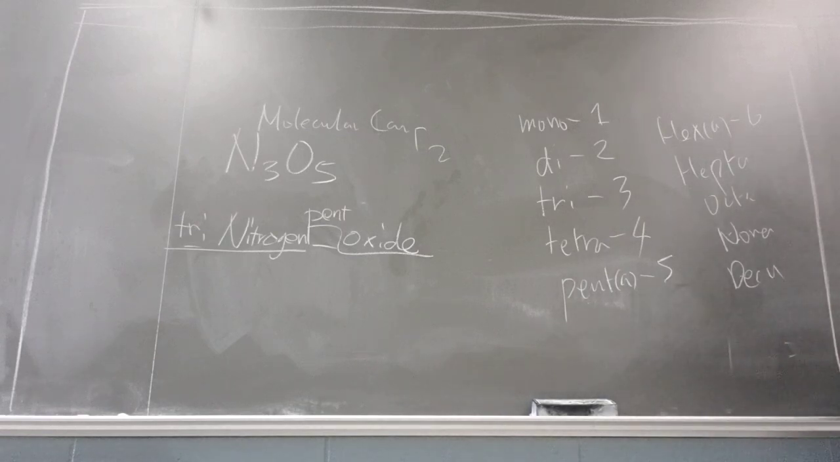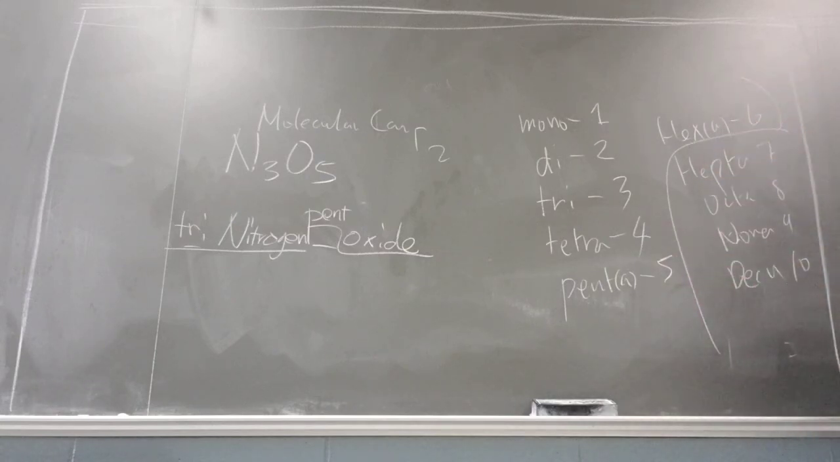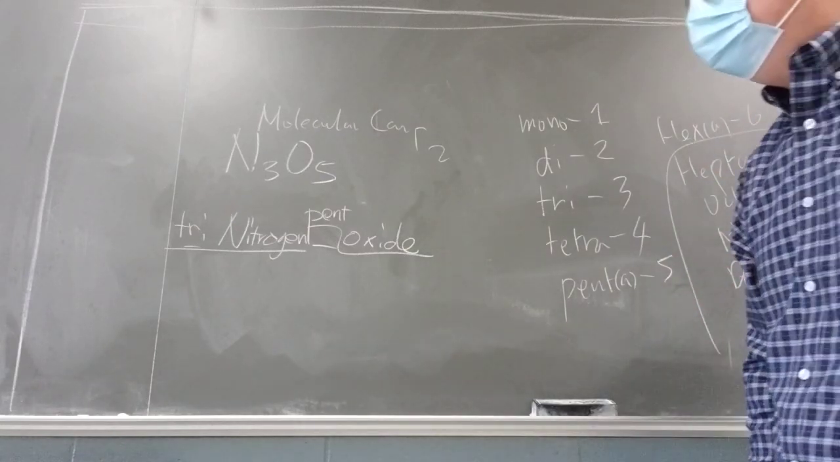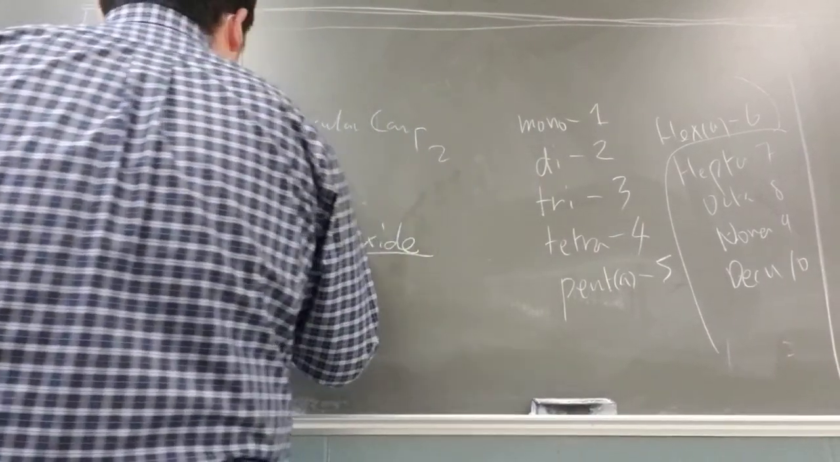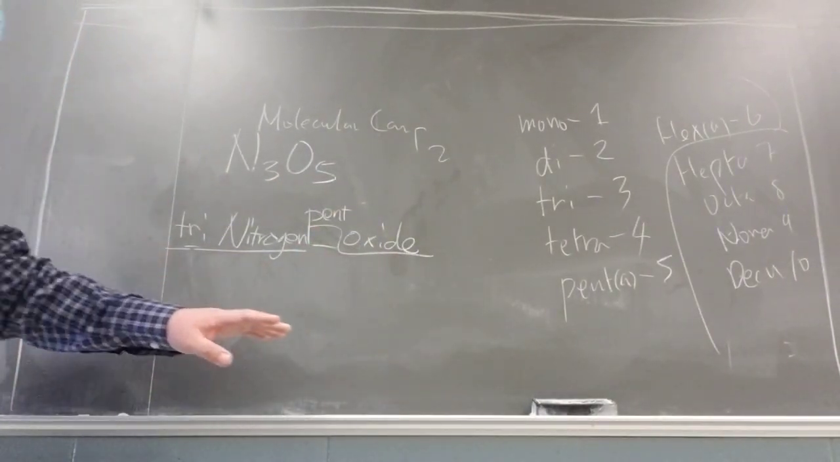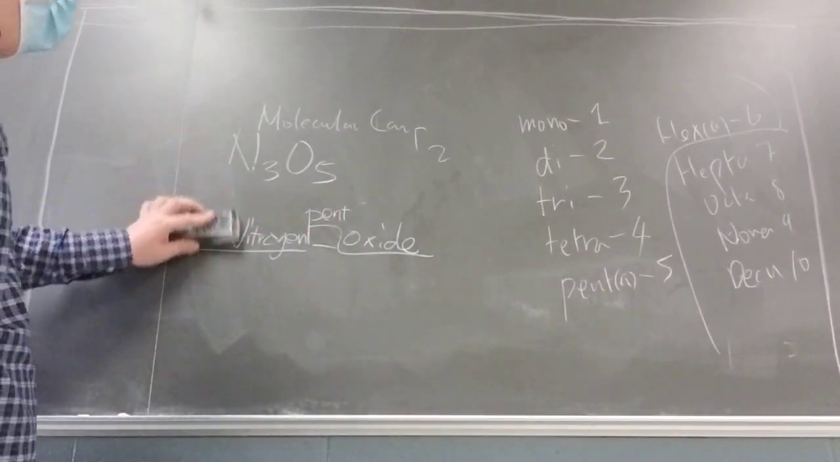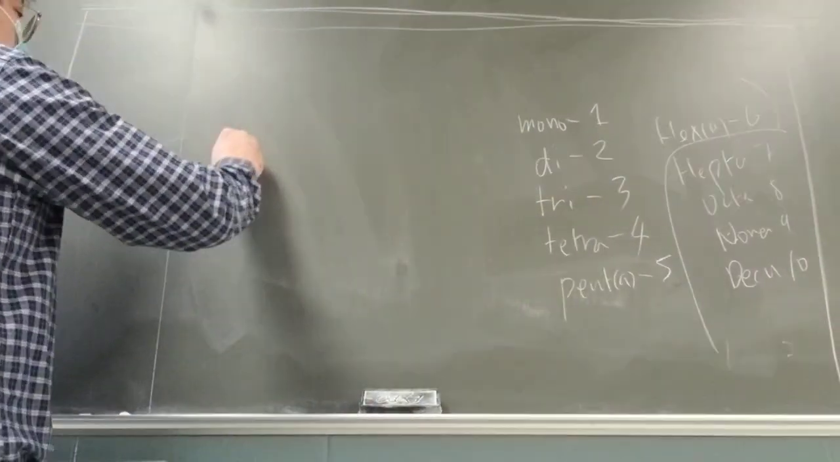This is the numbering for those molecular compounds, but usually this is good enough, like 2 to 6 is the most commonly used, for making sure how many of each element you have in the compound. So we try nitrogen pentoxide. I'll give you one example here again. You can try this one.